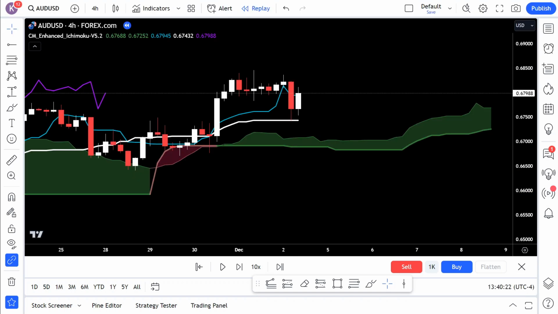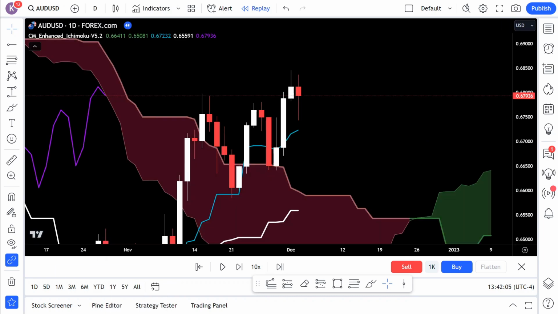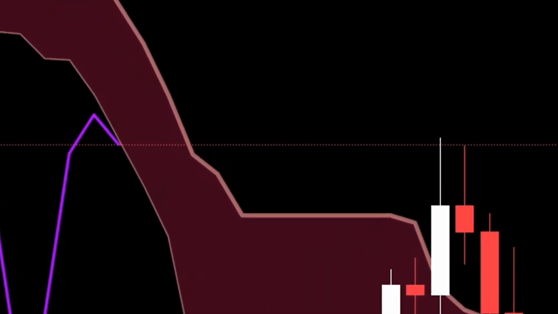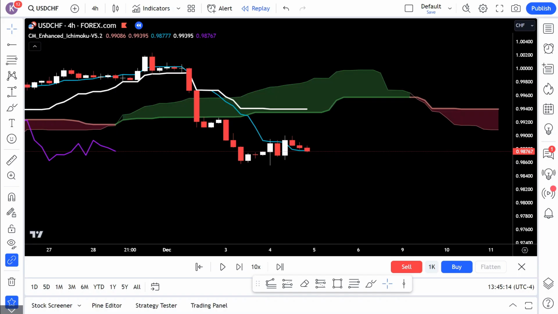The 4-hour and daily time frames may or may not agree. Here we have a long bounce signal in the 4-hour. Let's switch over to daily to get the full picture. Looking specifically at the lagging span, this may be double trouble. As soon as price moves up, it's going to hit the bottom of the cloud, and right after, the top of the cloud may push it back down. Here we have a short signal in the 4-hour.